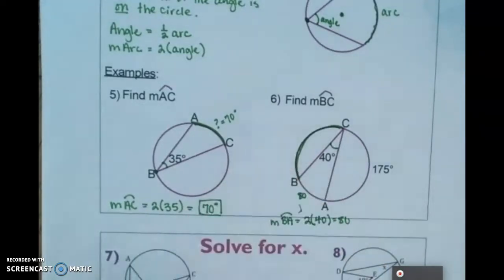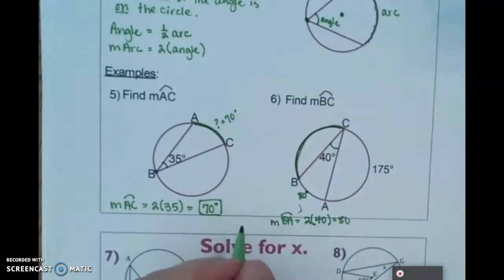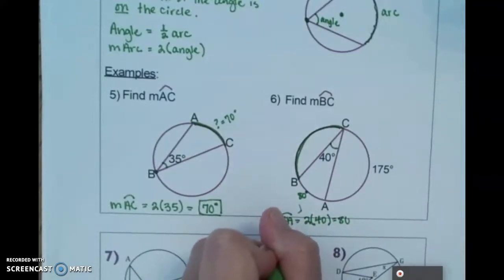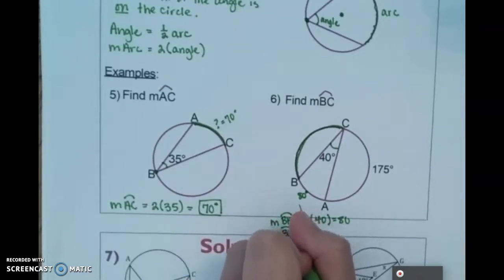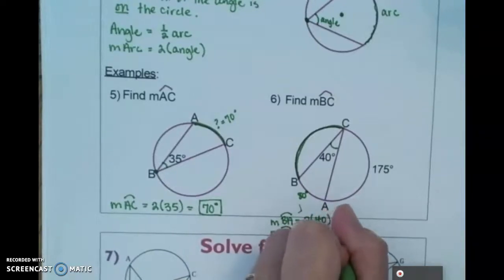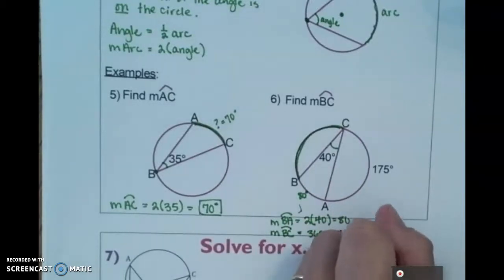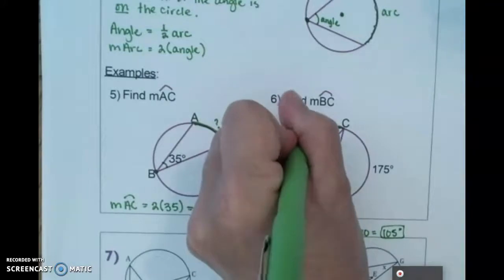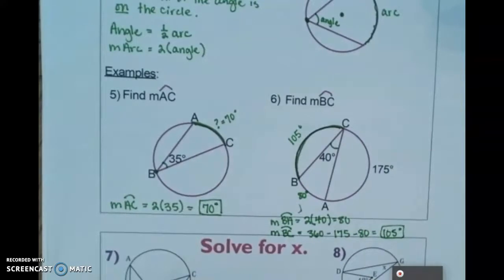So I'm going to come up and I'm going to label that. I know that there's 360 degrees in this whole circle. So to find the measure of arc BC, which is what it asks us for, we're going to do 360 minus that 175 minus the 80 that we just found, and that should give us 105 degrees for this arc here. So I should be able to add all these up to get 360 degrees.